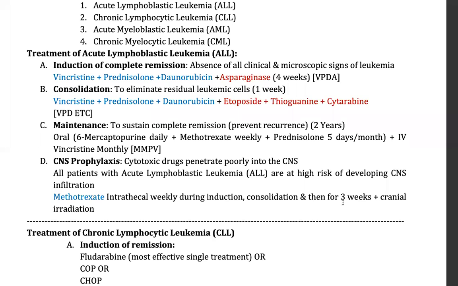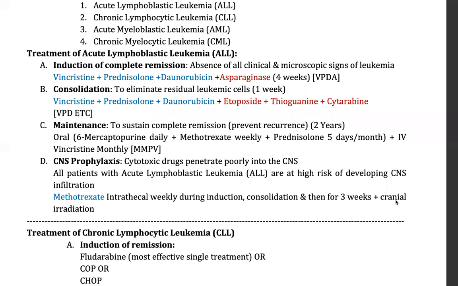You have to give 8 weeks of methotrexate, which is the anti-metabolite, starting from the first stage of the therapy, that is induction of complete remission, plus cranial irradiation. You have to give the radiation therapy, CNS radiation therapy, cranial radiation therapy, to prevent the neurological problem.